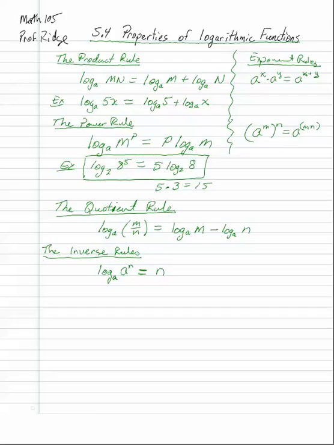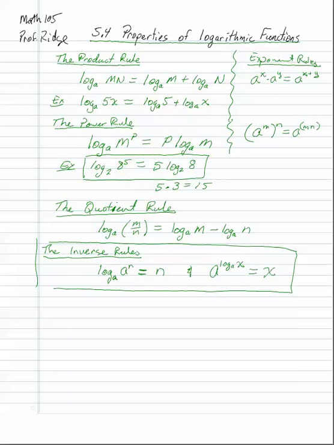And also, if you take A and raise it to the log base A of x, you get x. And so I think of those, basically they're canceling each other out. If you take log base A and you write the number a to some power, well, the log base A and the a to the power, those cancel each other out, and you just get what the power is, n. And then a to the power log base A, again, those are canceling each other out, and you just get the x. So let's look at an example.